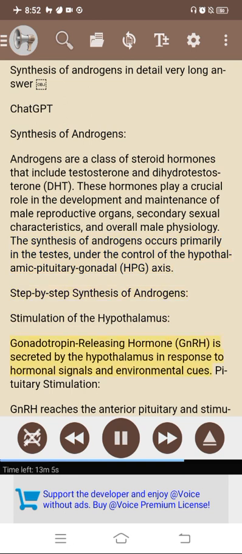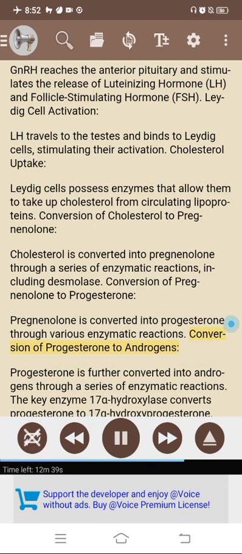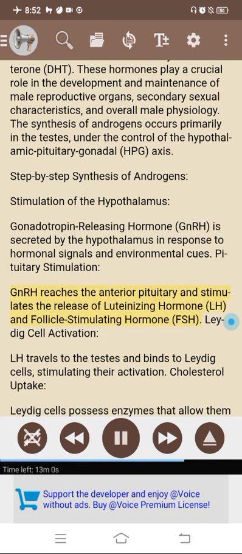Stimulation of the hypothalamus. Gonadotropin-releasing hormone, GnRH, is secreted by the hypothalamus in response to hormonal signals and environmental cues. Pituitary stimulation.